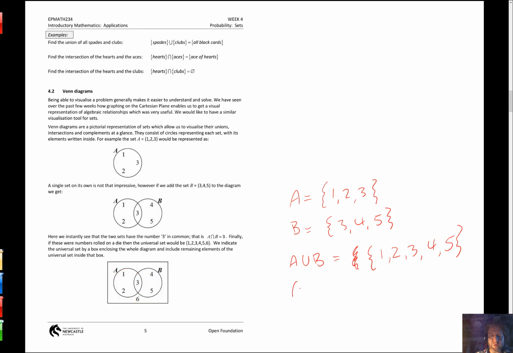Now, what if I said what's A intersection B? What's in the intersection between A and B? There's only one number, and that's 3. The number 3 is there.